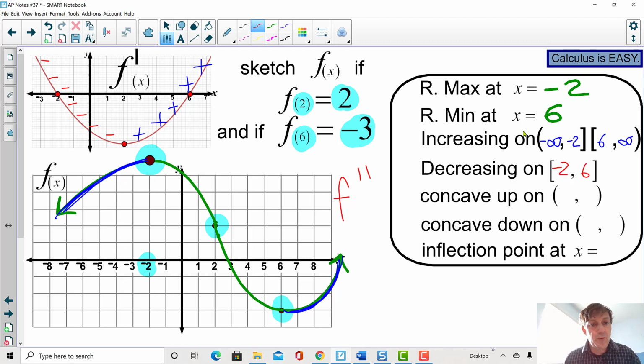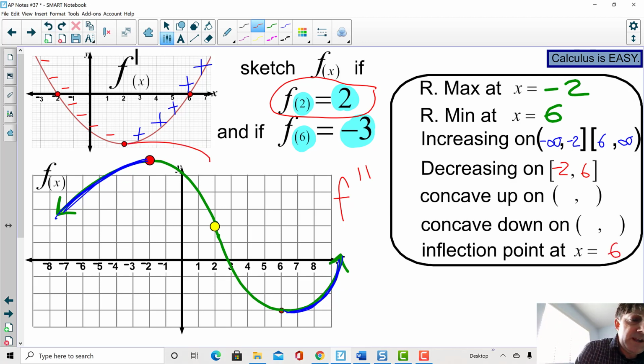Now remember, we did have one inflection point. Our inflection point is this yellow point here in the middle. So the inflection point is going to be at x equals 2 and y equals 2. On the right, they just want to know the x value. The reason why we also know the y value is because that point was given. Remember, there are only 2 points on this graph that we know for sure. 2, 2, and 6, negative 3. Everything else, all we know is just the x value. So I'm going to say the inflection point was at x equals 2.